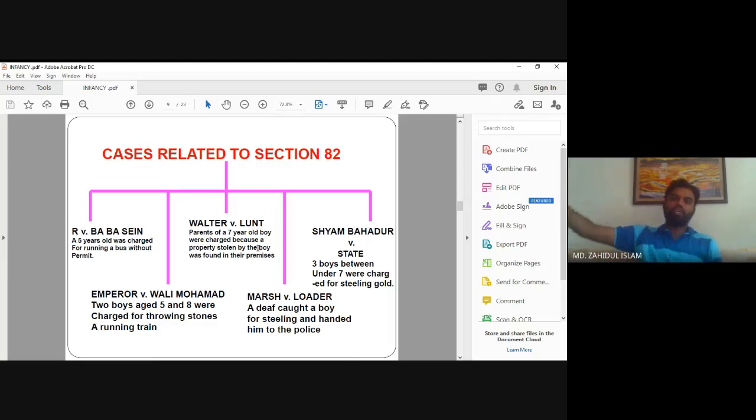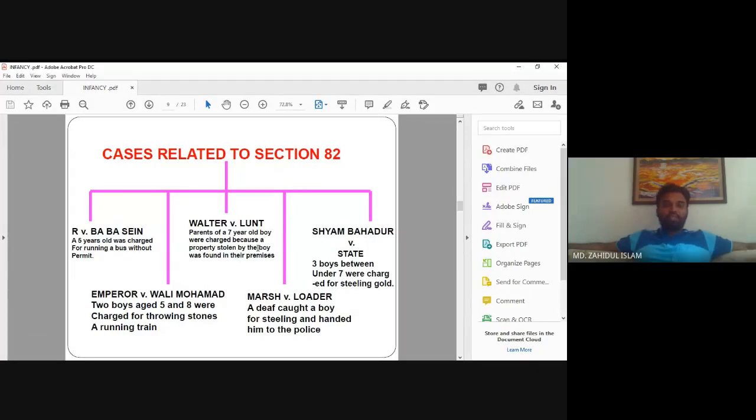But it was just section 82 just mentioned. But we have a few cases we found. In those cases, the accused was under 10 years old, under 7 years old, but they were charged.